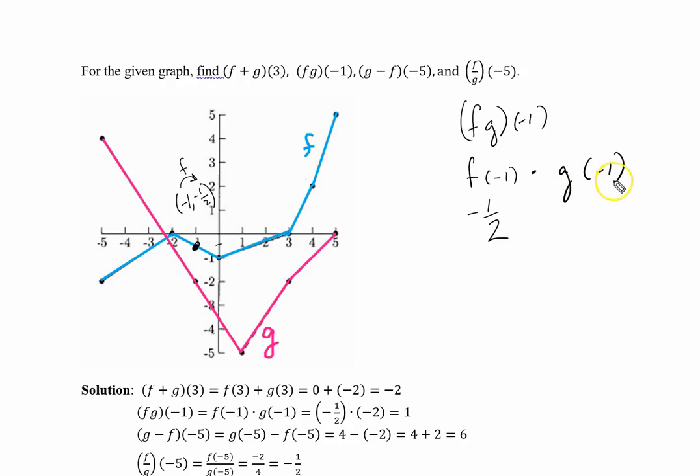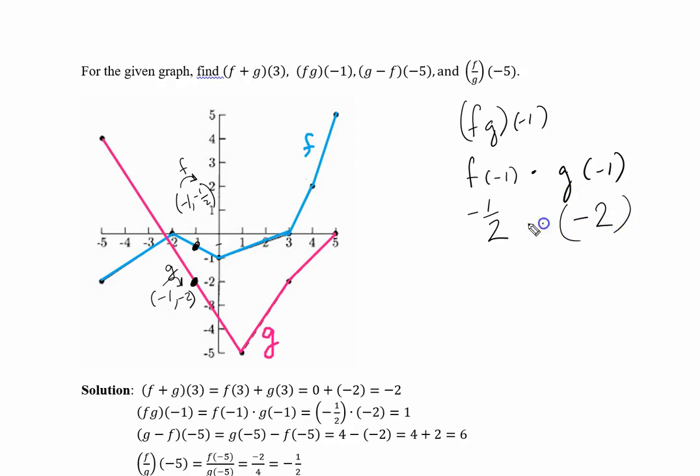Now what is g evaluated at -1? Well, g is the red graph. You look at the graph of g and you find the point whose x-coordinate is -1. There it is. What are the coordinates of that point? That point has coordinates (-1, -2). Now a function maps the x-coordinate into the y-coordinate. So for g, we have g evaluated at -1 is equal to -2.